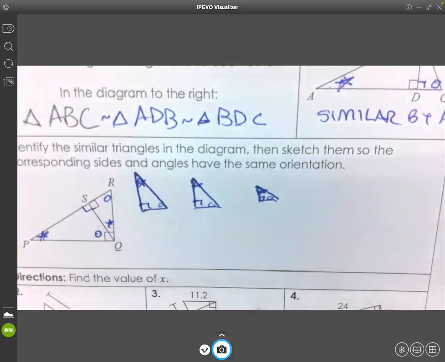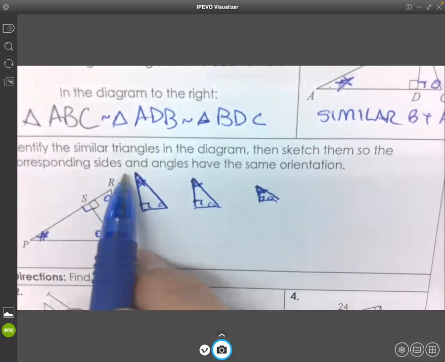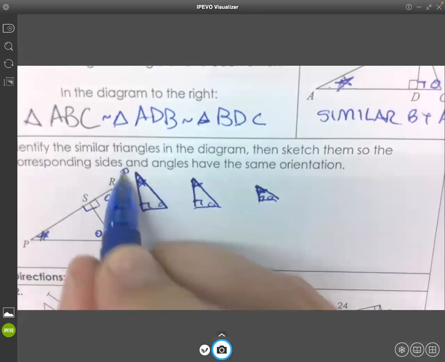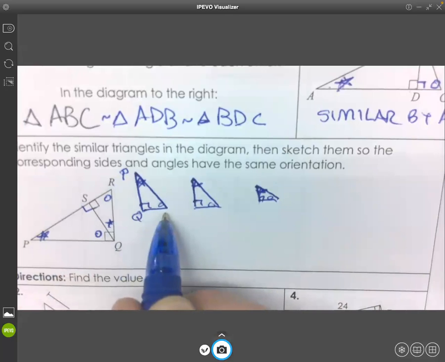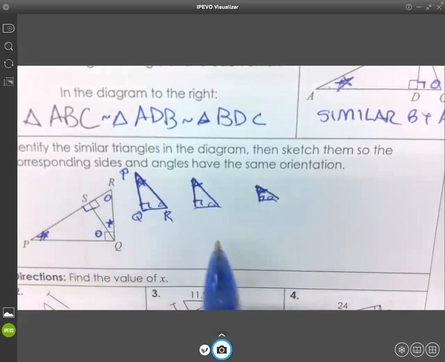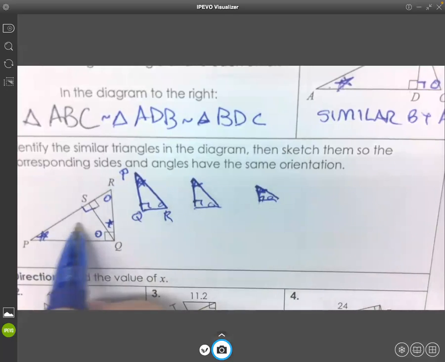So in a big triangle, how would I label it? What letter goes on top here in the star? P. What letter is the right angle of the big triangle? Q. And what letter is the circle in the big triangle? R. Okay. Now let's use the medium triangle, this one over here.